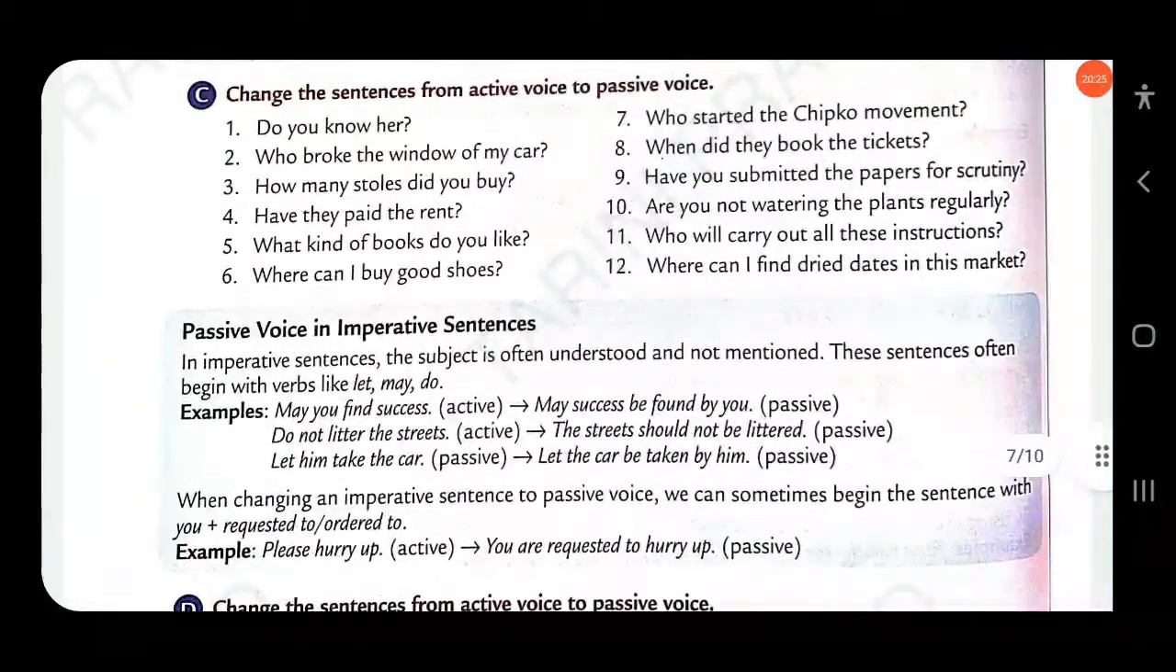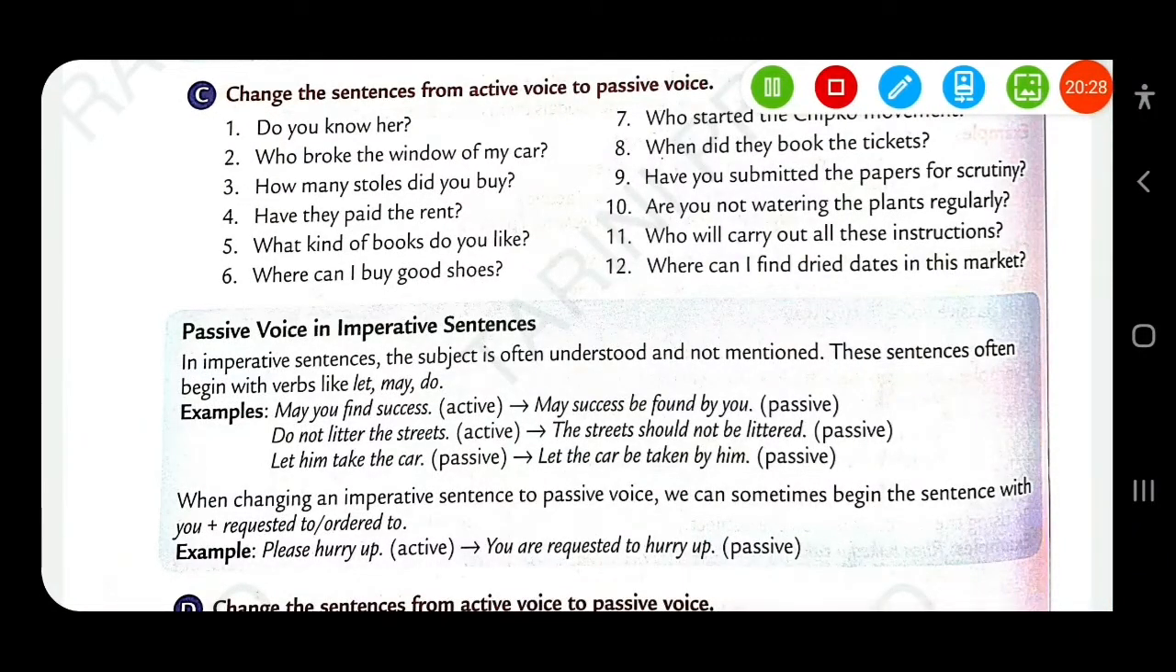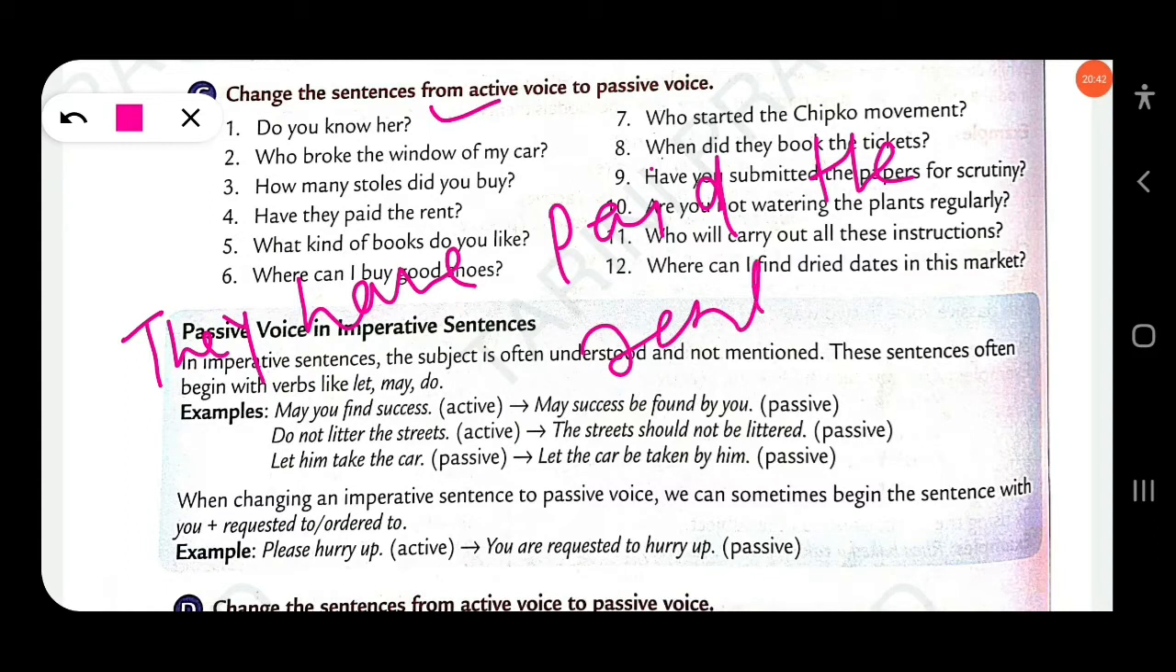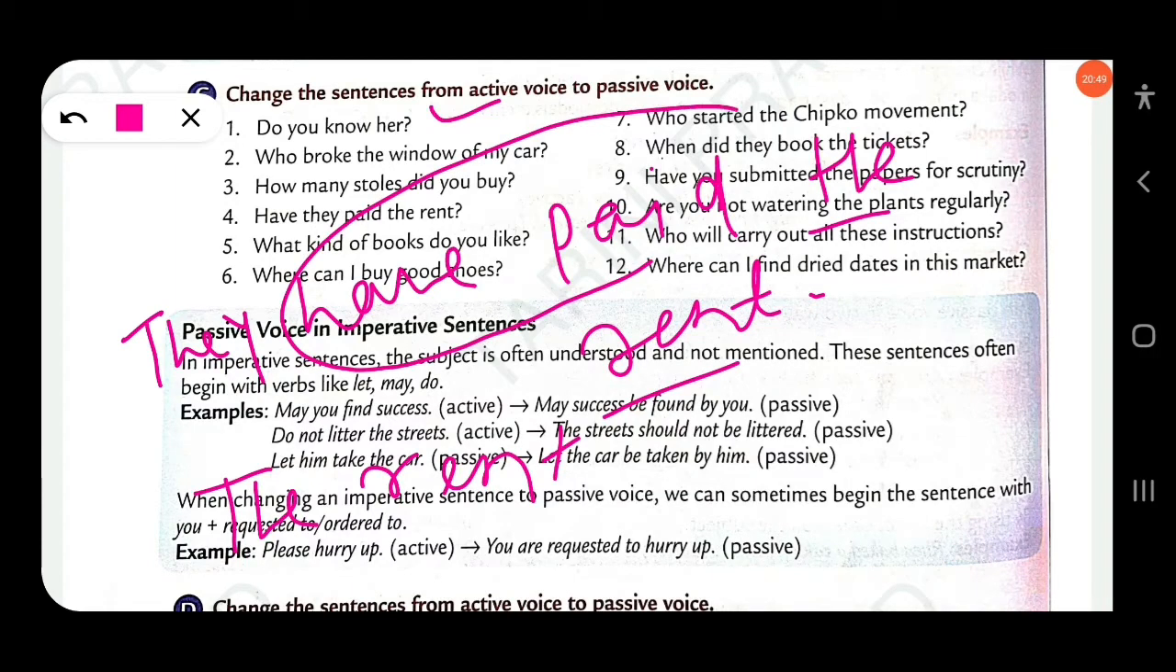The next question here: have they paid the rent? So similarly, as in the first question, the same structure will be followed here. So you have to change into affirmative first. Have they paid the rent? They have paid the rent. Okay, then you have to change into passive. The rent, yes, the rent. Which tense is used here? Present perfect. So if there is a present perfect in active voice, then has been or have been will be used. The rent has been paid by them.